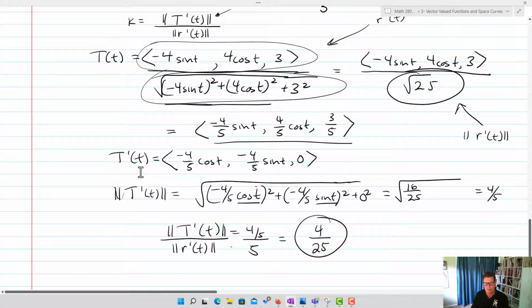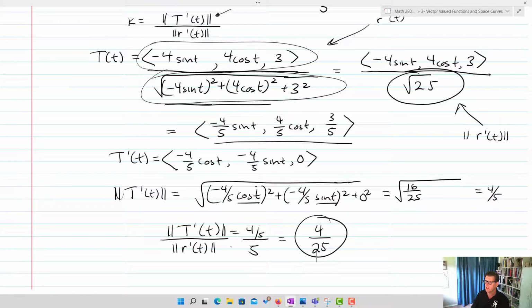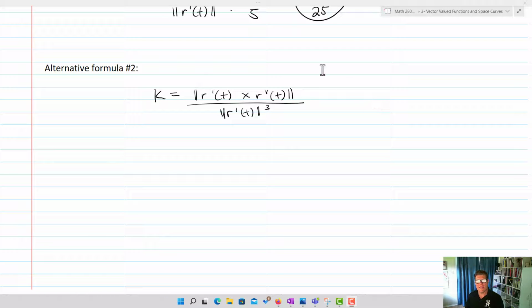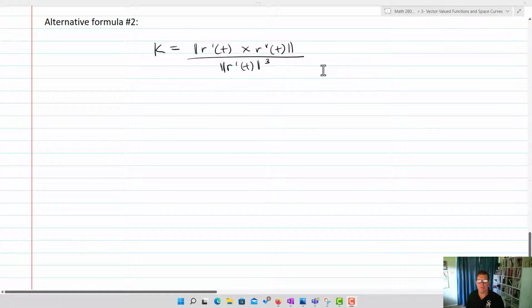Then we'll take its derivative, so the derivative of the unit tangent vector right here. And then to use our curvature formula, we're going to need the magnitude of the derivative of the unit tangent vector, divided by the magnitude of r prime of t. So that gives me, in this case, 4/5 over 5, which is 4 out of 25, and that's the curvature of your function.